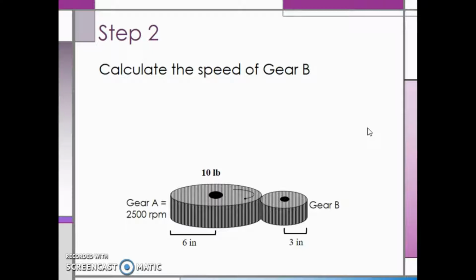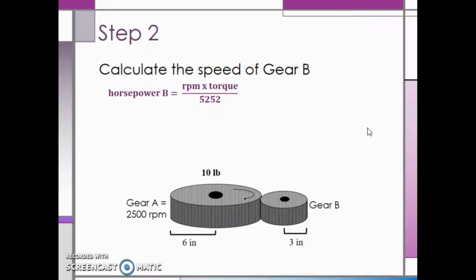Now that we have the horsepower of gear A, we want to find the horsepower on gear B, which is equal to the speed of gear B multiplied by the torque on gear B divided by 5,252. But since we don't have the speed of gear B, we need to find that before we can find the horsepower. Remember, the angular speed of two gears with different number of teeth will not be the same, so the speed of gear A is not the same as gear B.